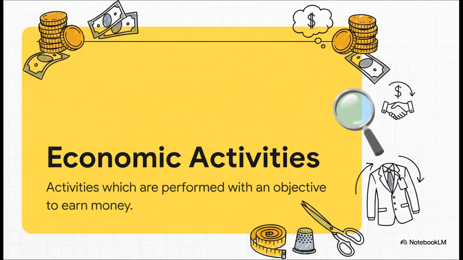So let's break down that first category. An economic activity is basically anything you do where the main goal is to make some money. It's that simple. It's a transaction. A tailor making a suit for a customer who pays for it, or a delivery driver bringing you your food. The whole point is the paycheck.